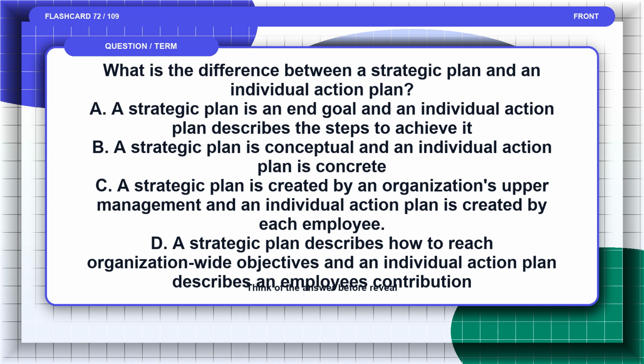C. A strategic plan is created by an organization's upper management, and an individual action plan is created by each employee. D. A strategic plan describes how to reach organization-wide objectives, and an individual action plan describes an employee's contribution. Pause and think of the answer before the reveal.